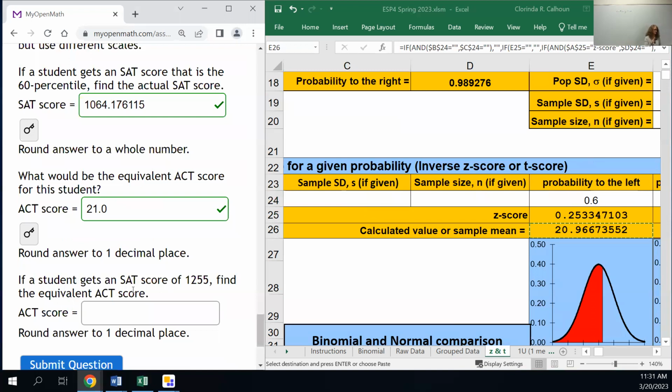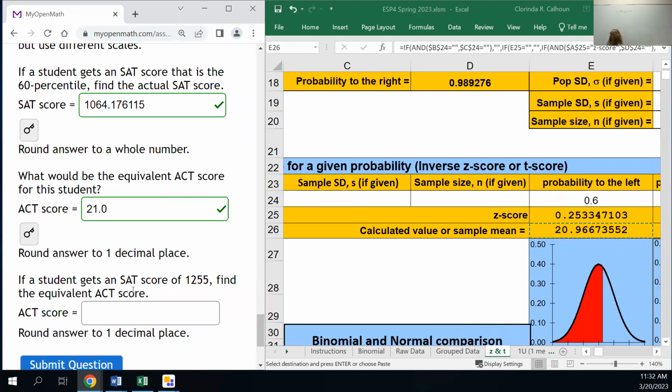Everyone understand those first two parts? Because that's the new stuff. That's the stuff we're doing now. The third question is going back to what we worked on before when we were dealing with AccuPlacer and high school GPA. But now we're dealing with SAT and ACT. You had some of these in the homework that dealt with first test and second test. Remember those? So it's the same type of thing.